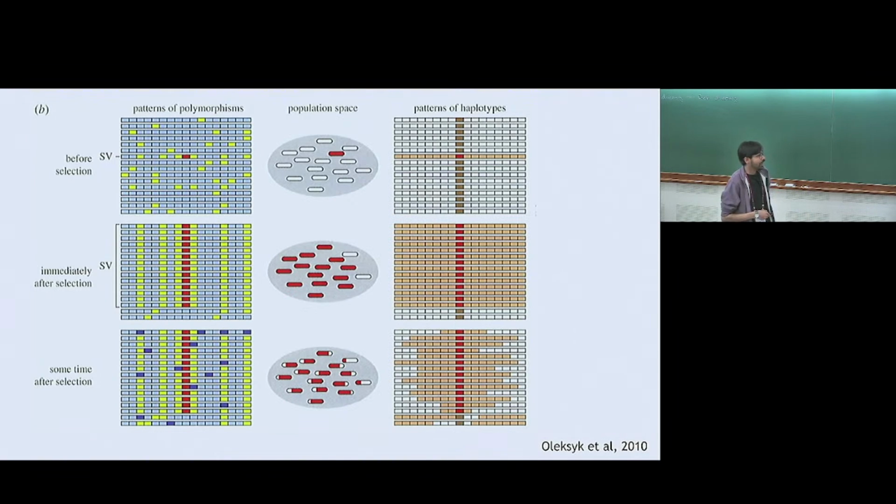Can you think of any other feature just by looking at this left panel? Can you think of any other feature which you can use to identify a sweep in the genome? I'll give you a hint: linkage.